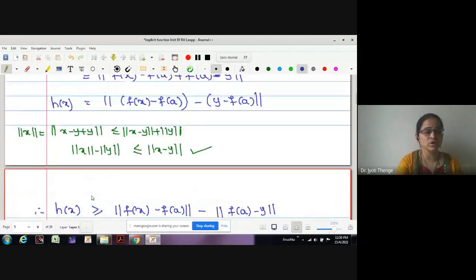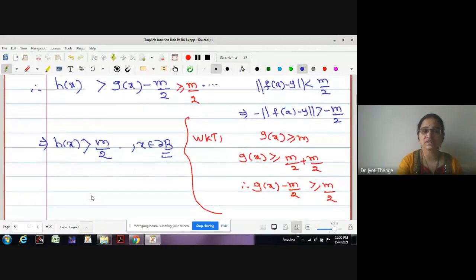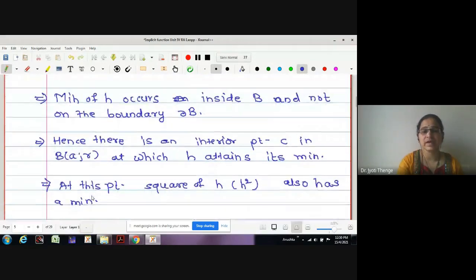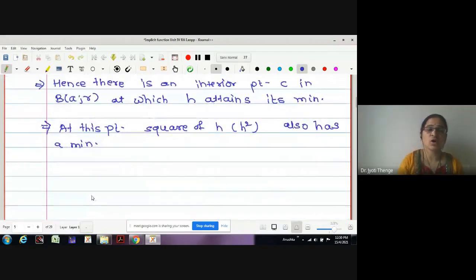Now we were going to make use of this extreme function relation. As h attains its minima, we were claiming h square also attains the minima. Therefore, how is this h square being attained? For this, let me write h first.